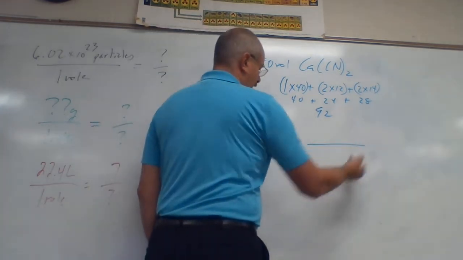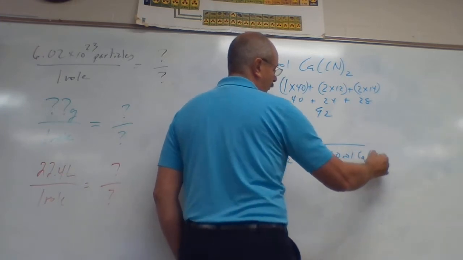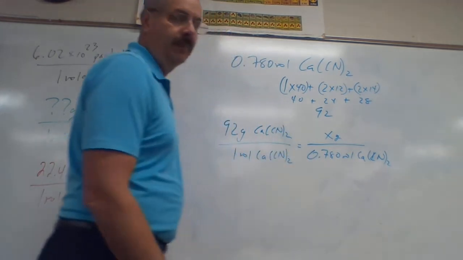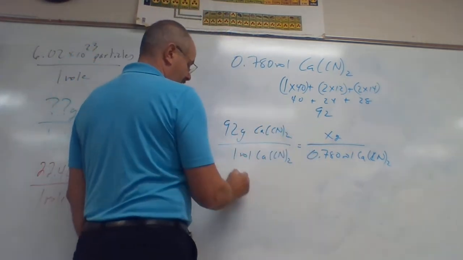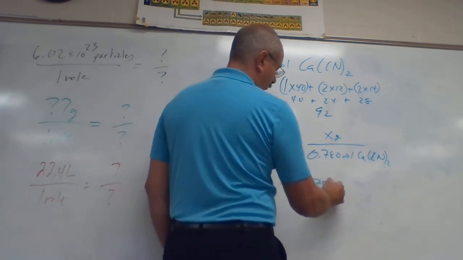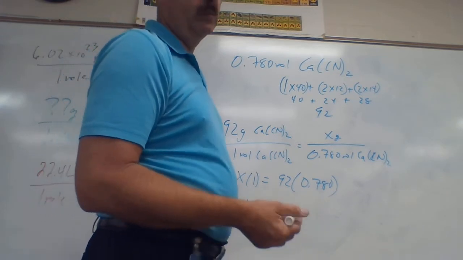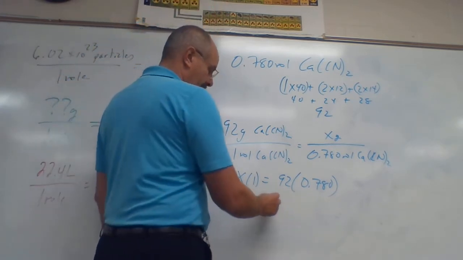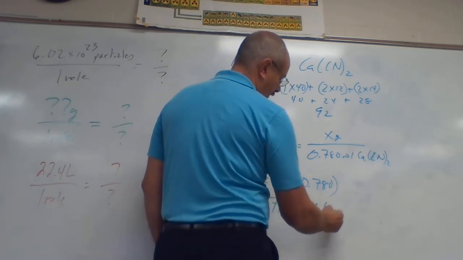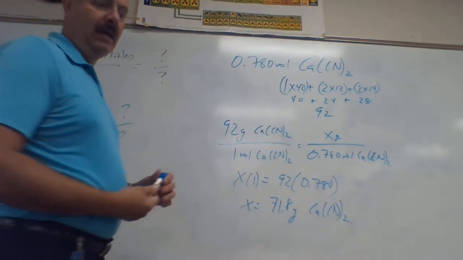I'm going to go to the other side. I don't have a full mole. I got 0.780 moles of CaCN2. Now I want to find out x grams of him. Cross multiply, x times 1 goes 92 times 0.780. So x ends up equaling 71.8, and that's grams of CaCN2. All right, on to the next guy.